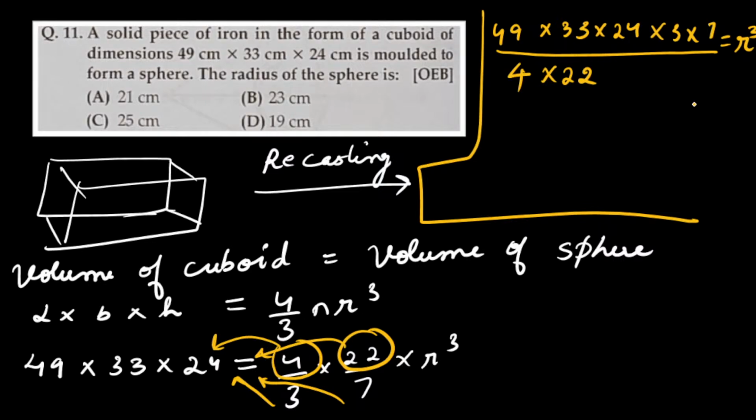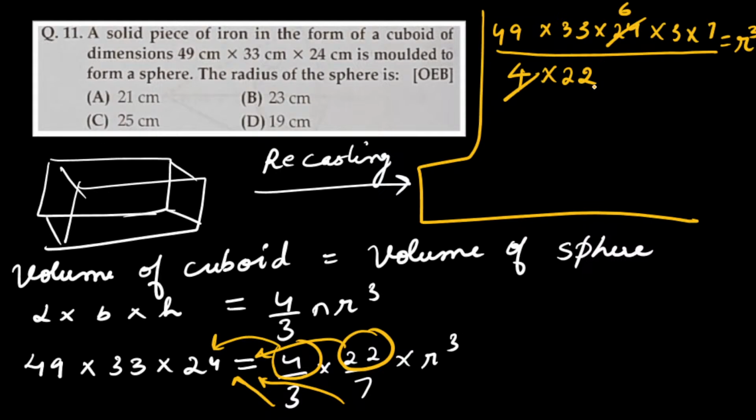Now we can do the cancellation here. Let's see who will find this answer before me. Cancellation we have to do. So here directly I can do 4 and 6, like 4 and 24. 4 into 6 is 24.